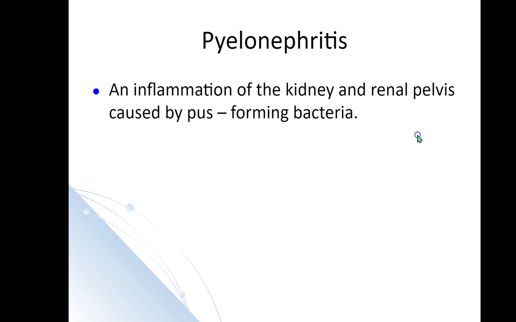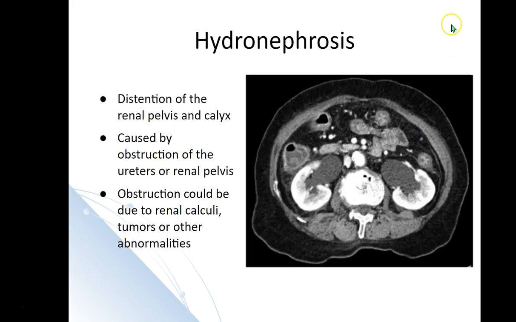Okay, next, hydronephrosis. Hydronephrosis is the expansion or the distension of the renal pelvis and calyces of the kidneys that results from some type of obstruction of the ureters or the renal pelvis. And let's pause for a second and look at it on our CT scan.